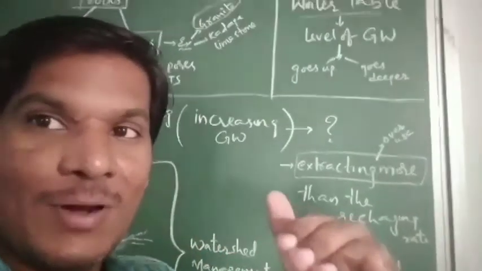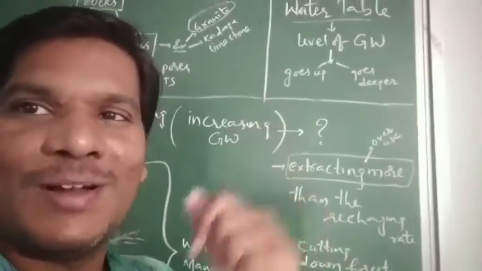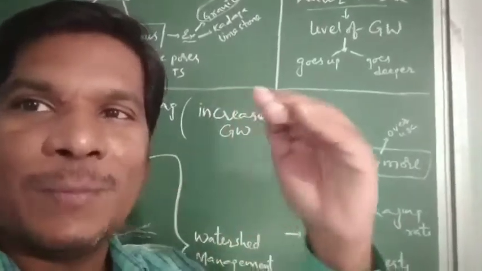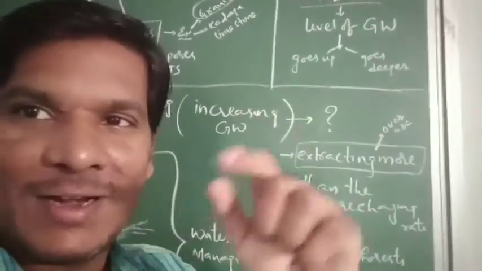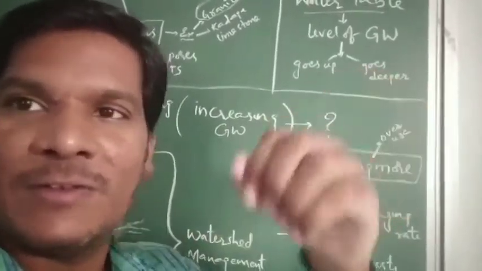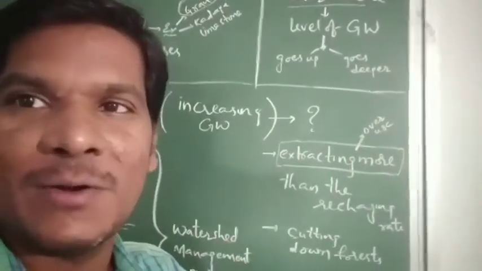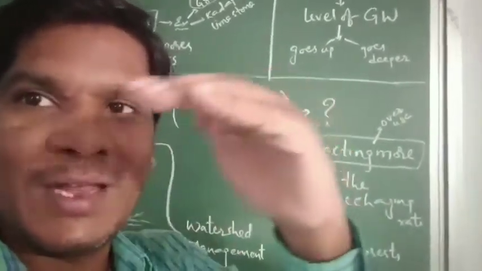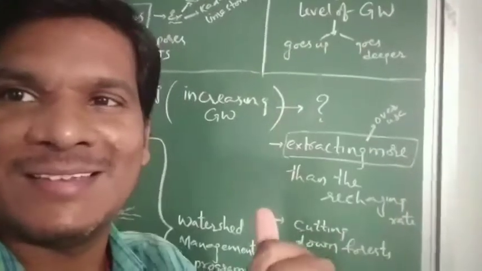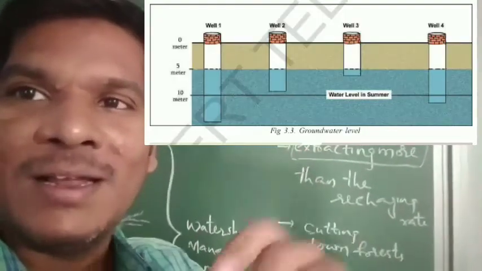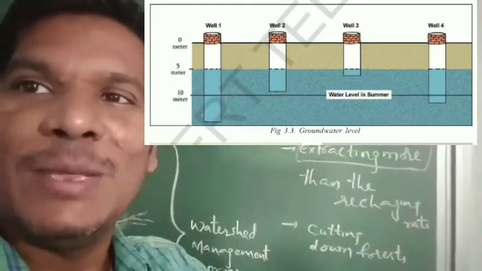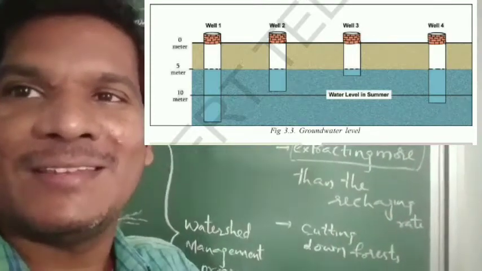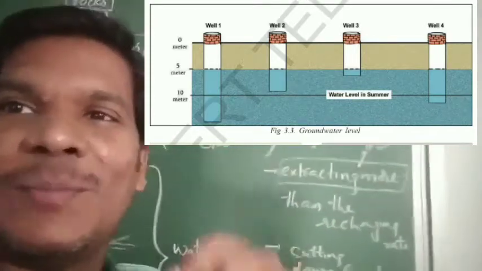The level of water in the underground is known as the water table. It goes up in the rainy season, because percolation into the underground is more during the rainy season. That's why the level of the water table will increase. And in summer it goes much deeper, meaning the water table will decrease in summer.